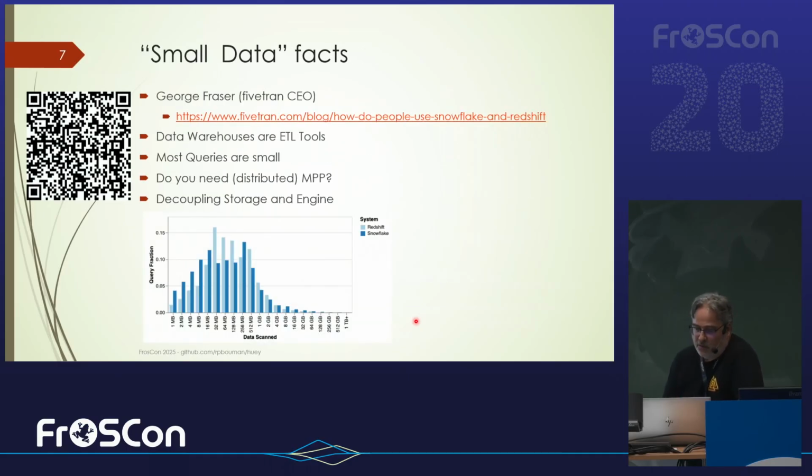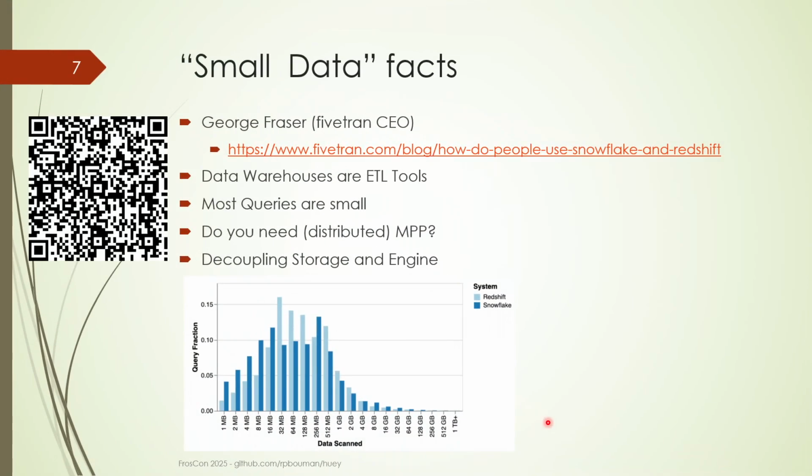Okay, there is a little fact behind the small data trend. This is from George Fraser from Fivetran, a service provider that basically offers data warehousing as a SaaS solution. They took a look at how people are using their data warehouses. People have built all these Snowflake, or in this case Redshift, data warehouses. These are database systems, but are they using them as database systems? Turns out they aren't. They are using them as ETL tools.